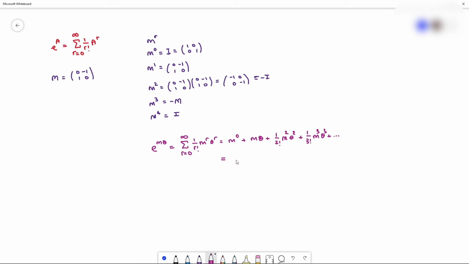So M to the power of 0 is just I. M to the power of 1 is just M. We don't need to substitute anything for that. M squared is minus I, so we're going to get 1 over 2 factorial times minus I times theta squared. And then M cubed is minus M, so we're going to get 1 over 3 factorial.